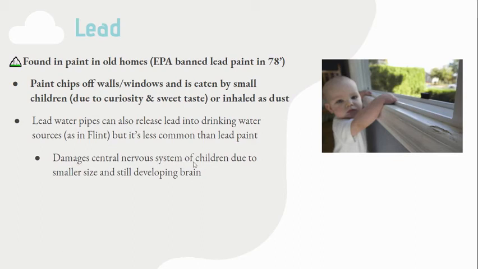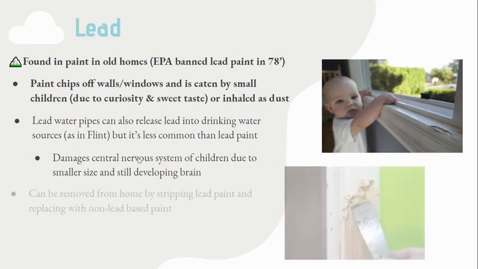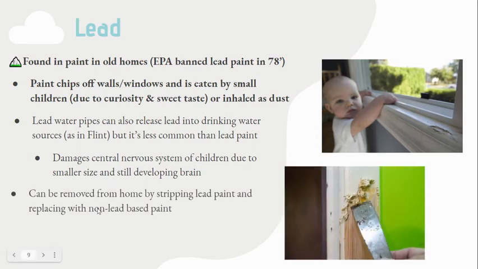Lead damages the central nervous system and creates a situation we call arrested development, in which the child's brain does not develop normally, and therefore the rest of the body does not develop normally as well. And those are permanent things. So we need to be careful about that.